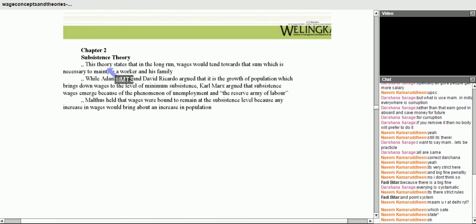The name suggests it's to sustain, to maintain yourself. The theory says that in the long run, the wages would tend towards that sum which is necessary to maintain a worker and his family. Adam Smith and David Ricardo, two economists, argued that growth of population brings down the wages to the level of minimum subsistence. Karl Marx argued that subsistence wages emerge because of unemployment and the reserve army of labor.